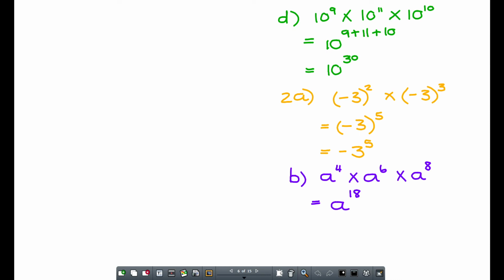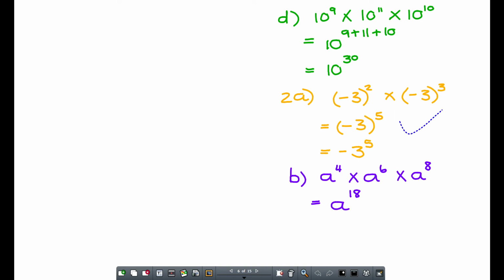Number 2. What is my base at number 2A? Minus 3. Good. Because there's brackets around, minus 3 is my base. No? So minus 3 will stay the base. And now you'll see I don't write that extra step in between. Because we're multiplying, I know I'm going to add this 2, and that's 3. And that means that I get minus 3 to the power of 5.